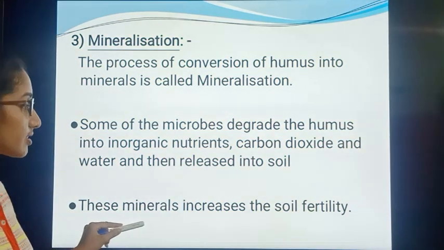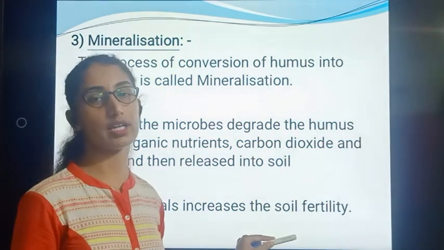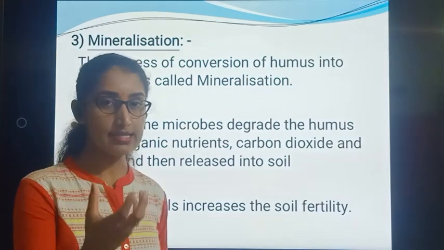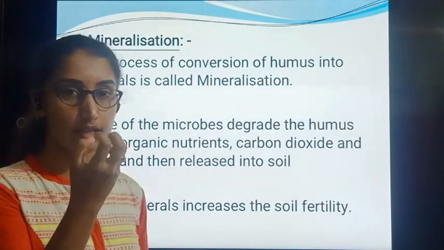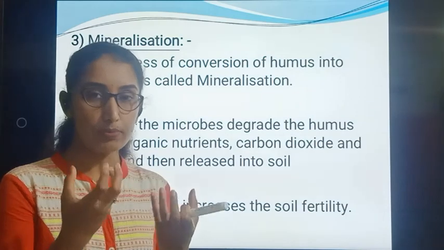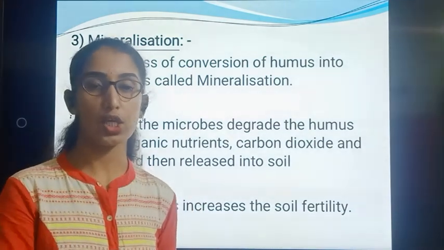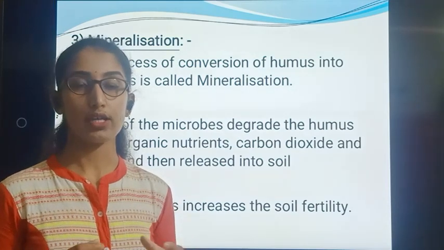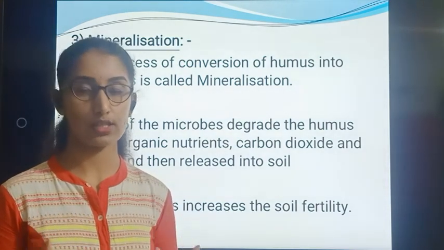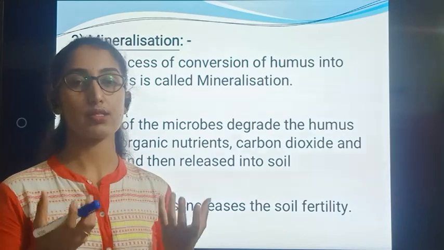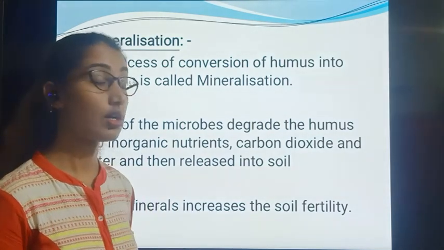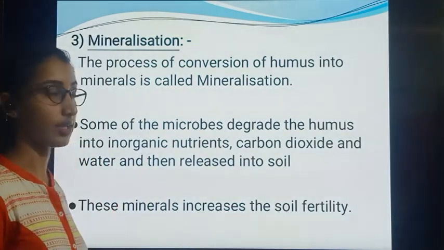These minerals increase the fertility of the soil. Once the minerals are released from the humus, those minerals percolate into the soil surface or within the soil, and they will enrich the fertility of the soil.